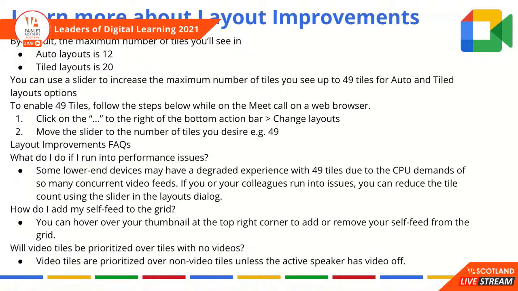There's some more information for you here. The 49 tiles is the maximum. The downside of that is it takes a lot of power for your computer to run that. So if you've not got a particularly great computer, it can cause some performance issues. You may need to slow it down. One of the first things it does is it tends to either freeze or the camera will drop out, so you'll just get the audio from that person. If you see that happening, it's maybe a good idea to adjust it back to a smaller setting.